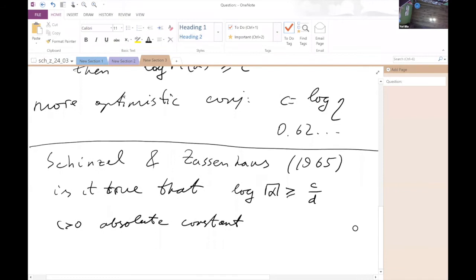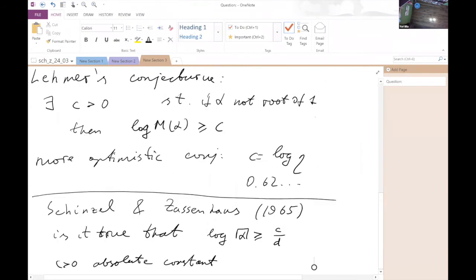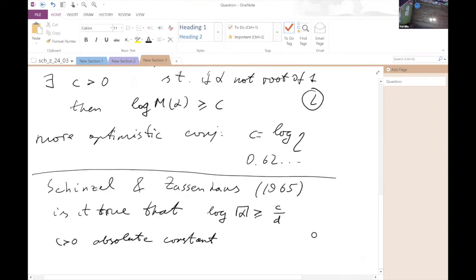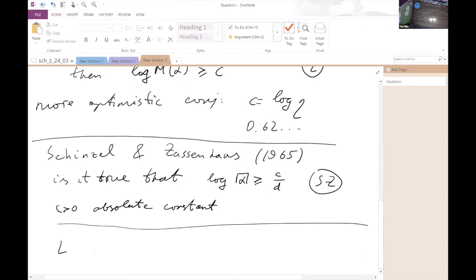So it's clear. Let us call this the L conjecture, and let us call this the SZ conjecture. Well, clearly the Lehmer conjecture is formally stronger. It implies this conjecture.